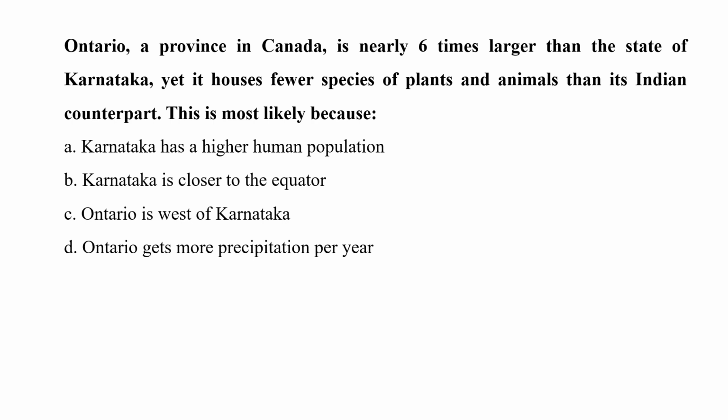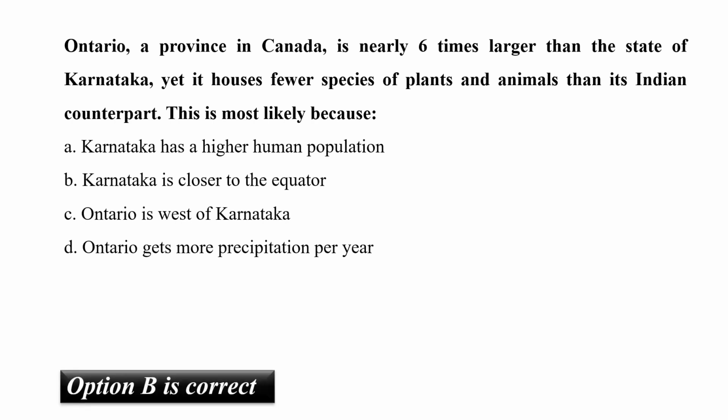The correct answer is option B. This is because as we move towards the pole from the equator, the diversity of species decreases. The tropical climate is highly conducive for biodiversity. So even if Canada's Ontario province is larger in size, it has less plant and animal species.